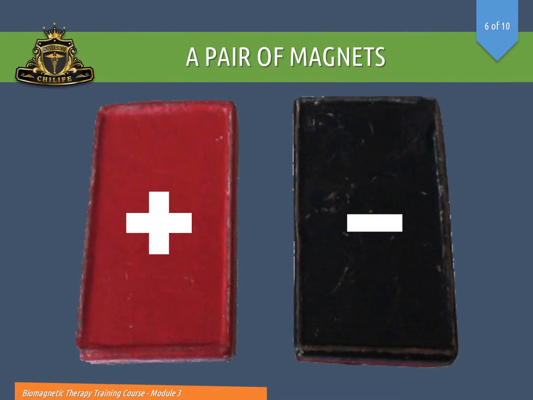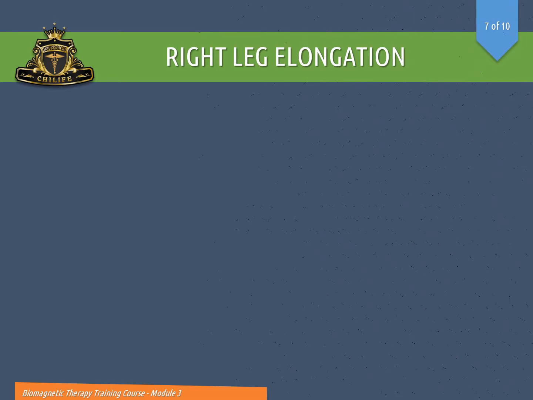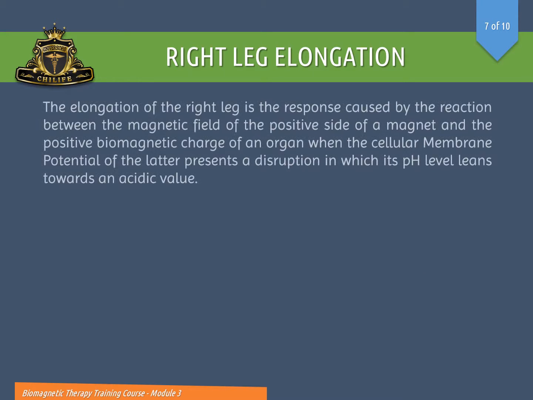A pair of magnets. The biomagnetic therapy requires a pair of magnets for each biomagnetic pair, and we use one positive and one negative pole. Right leg elongation. The elongation of the right leg is the response caused by the reaction between the magnetic field of the positive side of a magnet and the positive biomagnetic charge of an organ when the cellular membrane potential of the latter presents a disruption in which its pH level leans towards an acidic value.